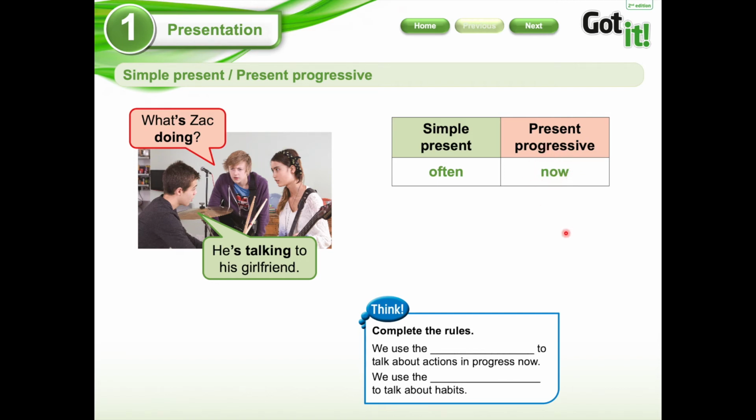So present progressive, we're going to use present progressive to talk about actions that are in progress. And we are going to use simple present to talk about habits or routines, as I said before.